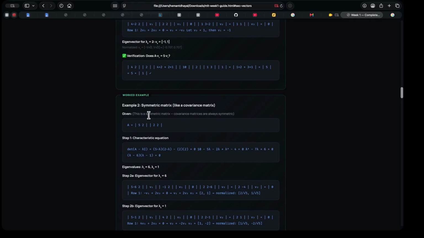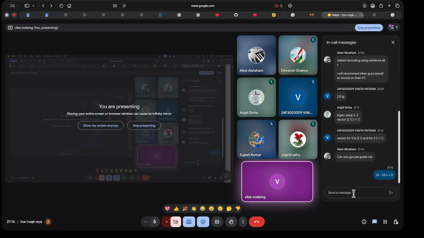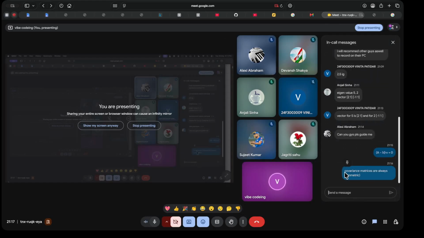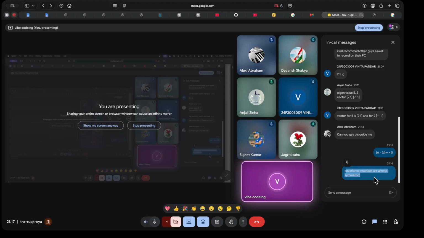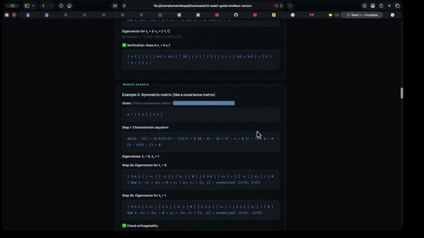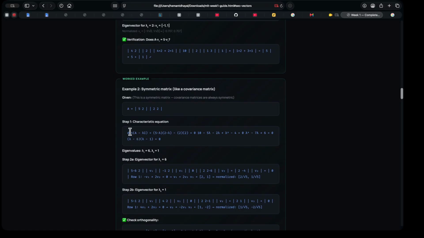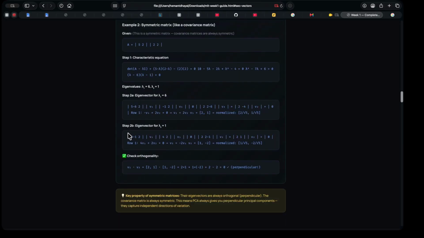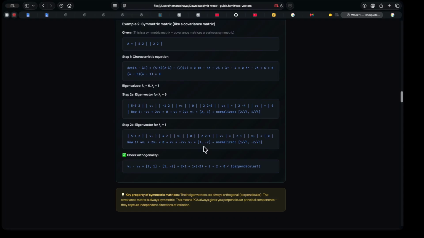So symmetric matrix: covariance matrices are always symmetric. You have to remember this point. This will help you in many ways. Okay. Now we will discuss the covariance matrix and symmetric matrix, and when we need them. So here is the matrix. You have to again find the lambda values. Then you will get the eigenvalues. Okay.